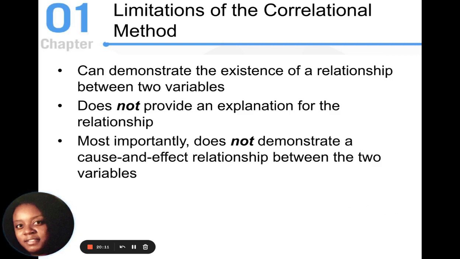When it comes to limitations of the correlational method, we know that we can demonstrate the existence of a relationship between two variables, but we cannot provide an explanation for the relationship. We can't say why it's happened. And the biggest thing we always want to remember with correlational research is that it does not show us a cause and effect relationship. Correlation does not equal causation.